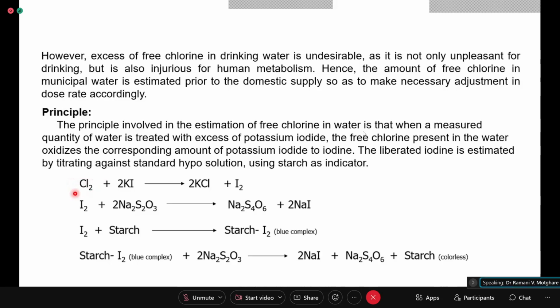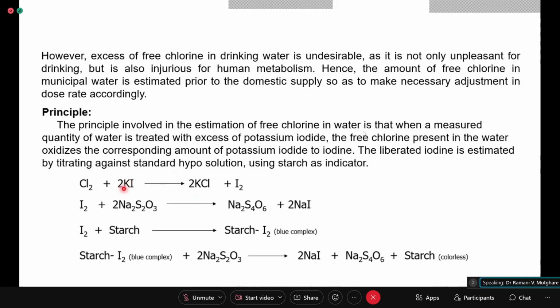So this water sample is taken, and potassium iodide solution is added to it. When the KI solution is prepared, 1 ml of concentrated H2SO4 is added to it initially itself. So here you don't have to separately add any dilute H2SO4. Whatever H2SO4 is present in this KI, that is enough.